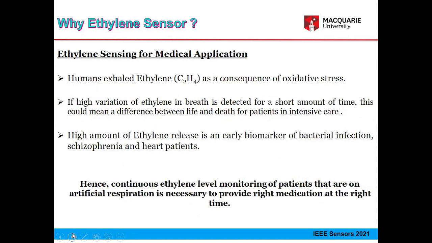Ethylene sensors can be used for medical application. Humans exhale ethylene as a consequence of oxidative stress. If a high variation of ethylene in breath is detected for a short amount of time, this could mean the difference between life and death for patients in intensive care.